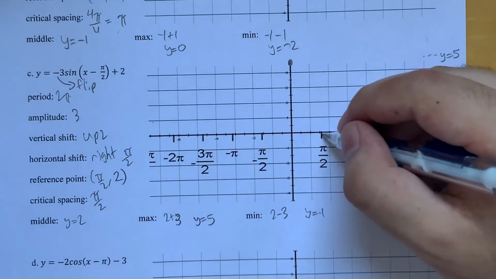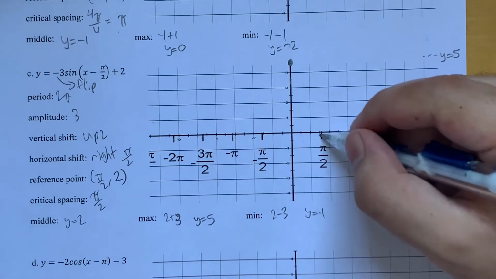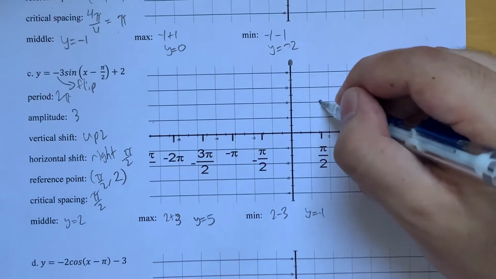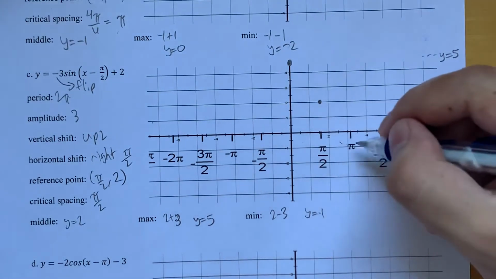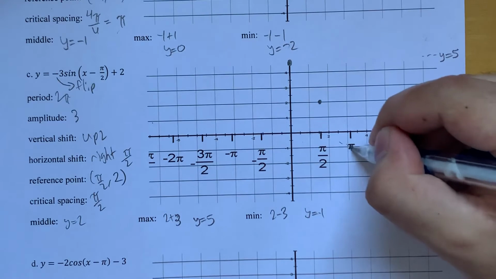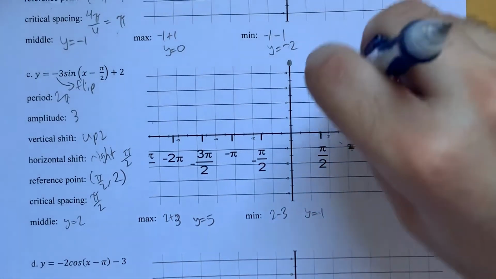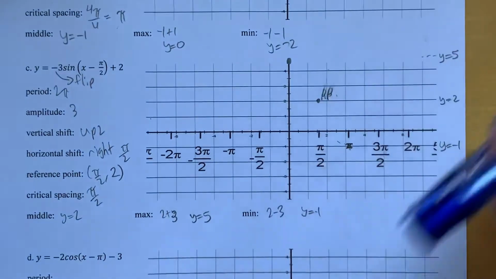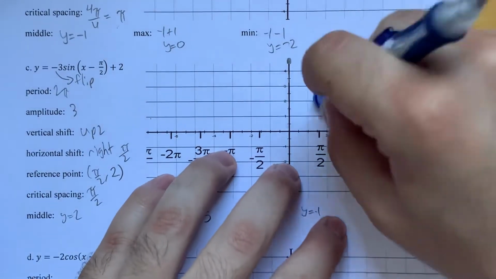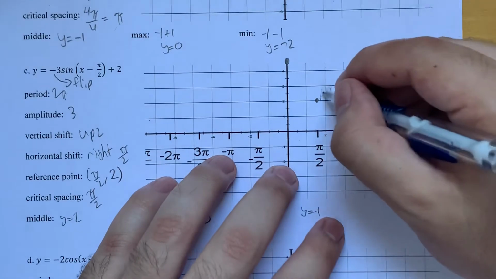Then I'm going to hit pi over 2. It's going to hit at 2, the middle. And then pi is going to hit negative 1. And remember, the reference point is included in my graph.